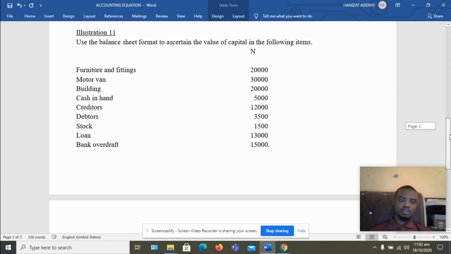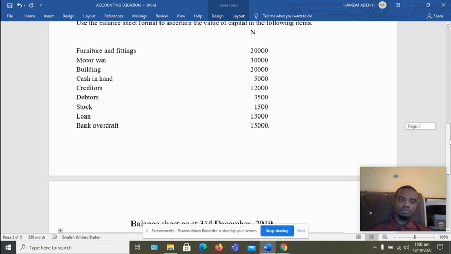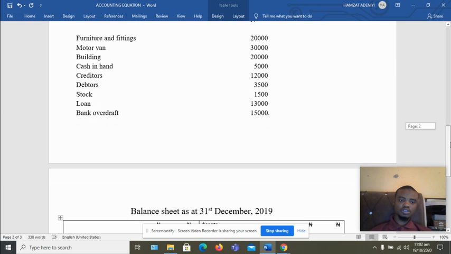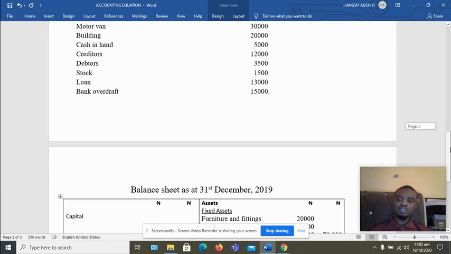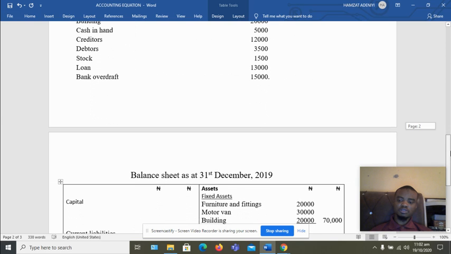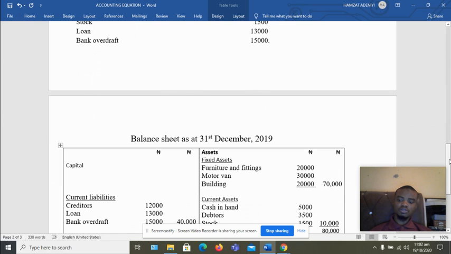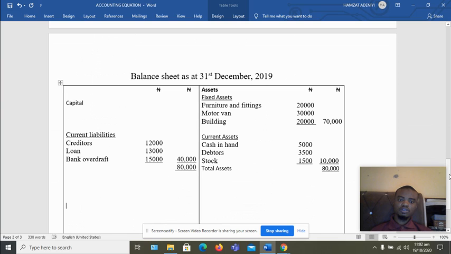As you can see here, we have furniture and fittings, motor van, building, cash in hand, creditors, debtors, stock, loan, and bank overdraft. I have done this particular question, but let me explain it so you understand it properly. We have the balance sheet as of 31st December 2019. The name of the business must be written, but because this question doesn't give a name, we didn't write one. In such a situation, you need to include the name of the owner of the business.